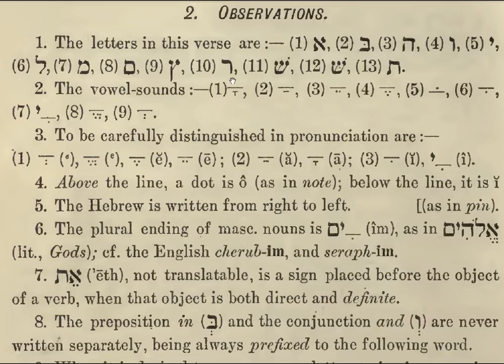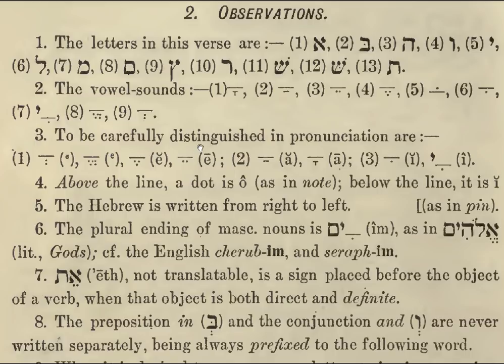Observations. The letters in this verse are Aleph, Bet, He, Vav, Yud, Lamed, Mem, final Mem at the end of the word, Tzadi, Resh, Shin, double Shin, and Tav. And the vowel sounds are the A and A, the E and E. And we have the O on top of a word, E and E and E and E.